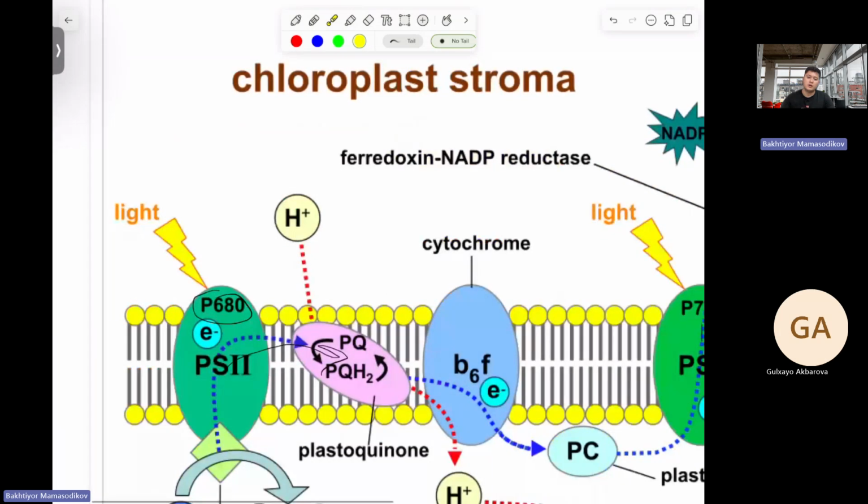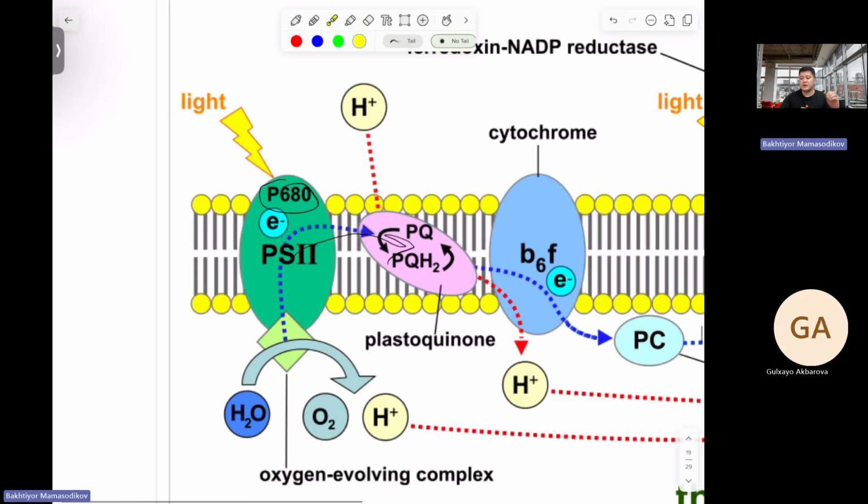If we talk about it broadly, step one is light hitting photosystem 2. Here, light energy excites the electrons in photosystem 2. You see the electrons are excited. Water is split here. Oxygen is released. Hydrogen is added to the thylakoid lumen. This is in the thylakoid lumen.